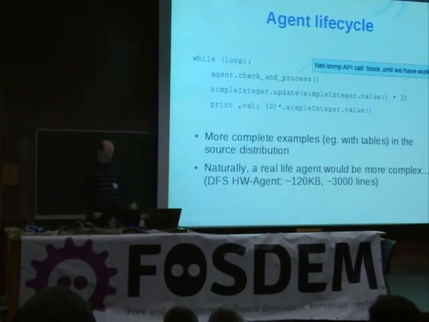This is very simple. There are, of course, more complete examples, for example, of tables in the source distribution. And the real-life agent is, of course, also much more complex. So the agent I wrote for internal use is like 120 kilobytes, 3,000 lines, because you want to do all the fancy stuff like demonizing and logging and whatever.